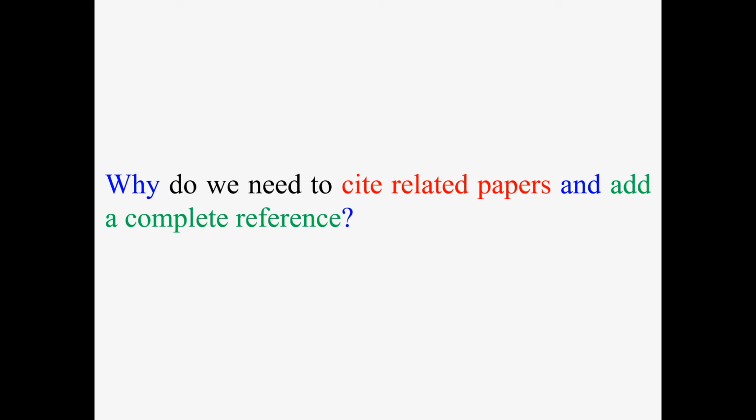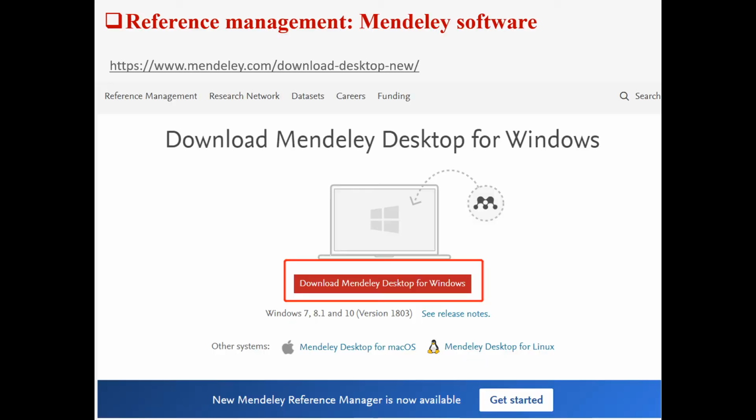But whatever you copy from others, take from others, you need to paraphrase. You need to rewrite. So that's why we need to use citation and reference. Okay.